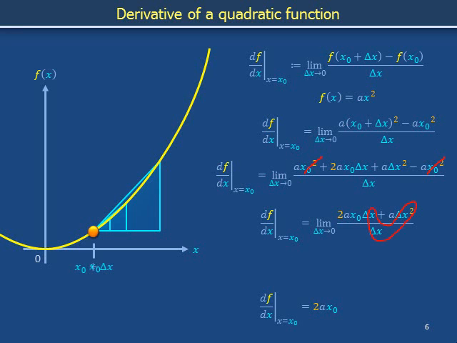Dividing this delta x out, we get the limit as delta x approaches 0 of 2 times a times x naught plus a times delta x. As delta x becomes arbitrarily small, the quantity 2 times a times x naught plus a times delta x becomes arbitrarily close to 2 times a times x naught. Thus, the limit as delta x approaches 0 of 2 times a times x naught plus a times delta x is 2 times a times x naught, as expected.